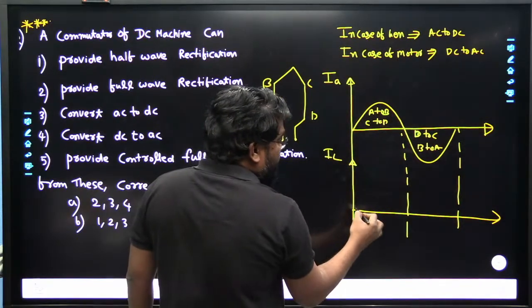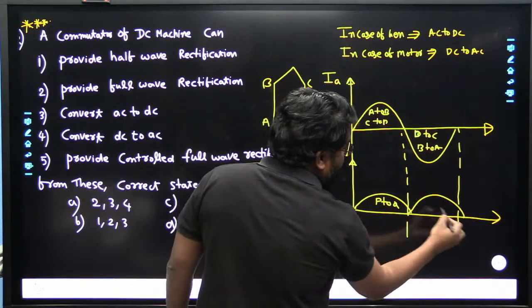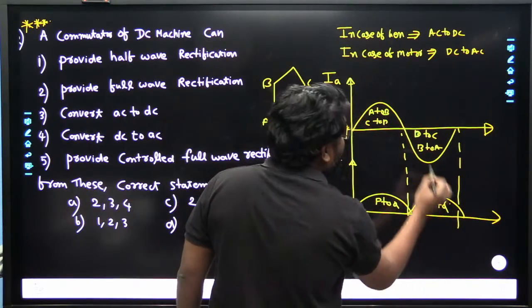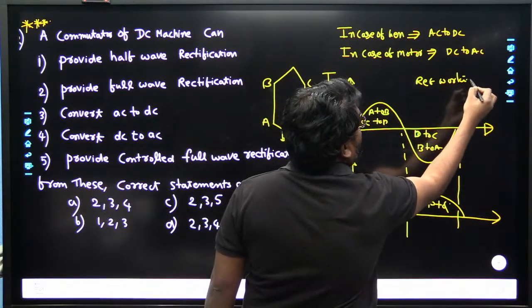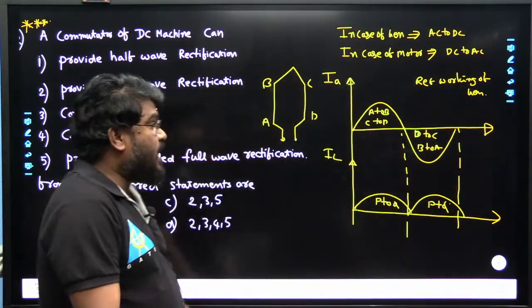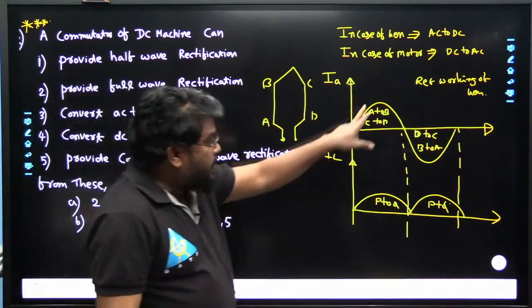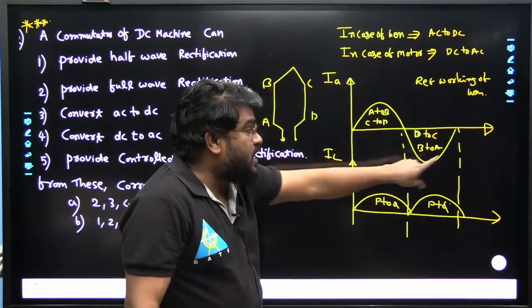is only from the P to Q terminal, and here also from P to Q terminals. Just refer to the working of the generator part; already I have discussed this. So here it is P to Q. What does it mean? The full cycle is rectified.